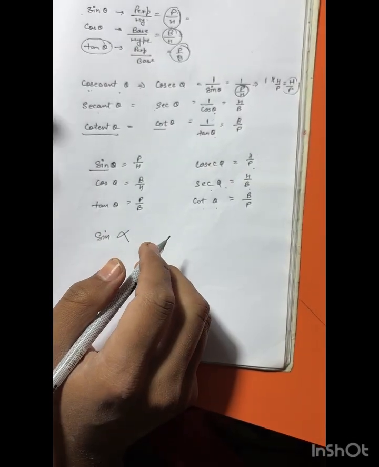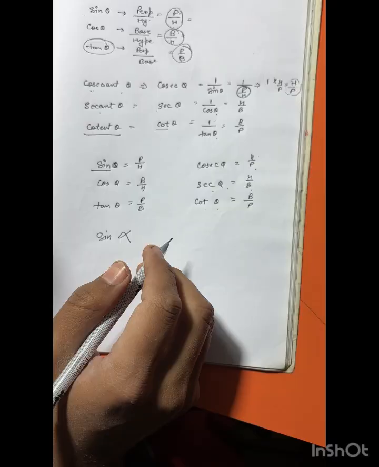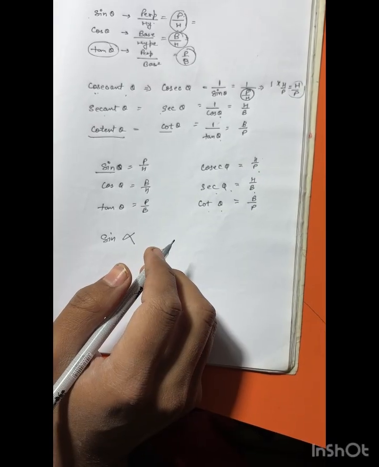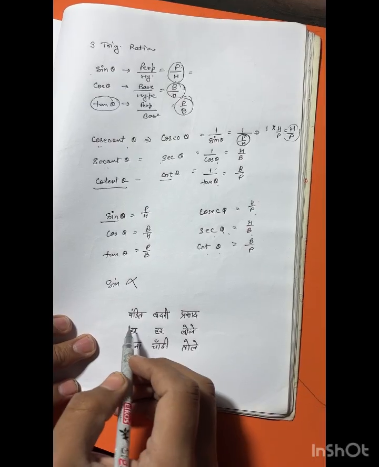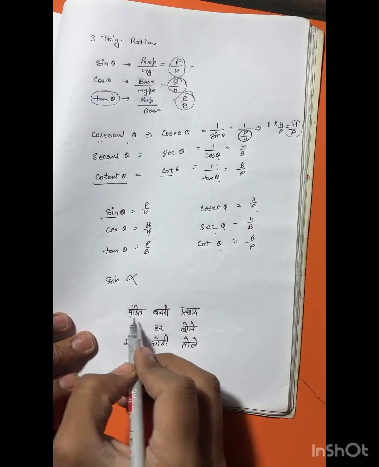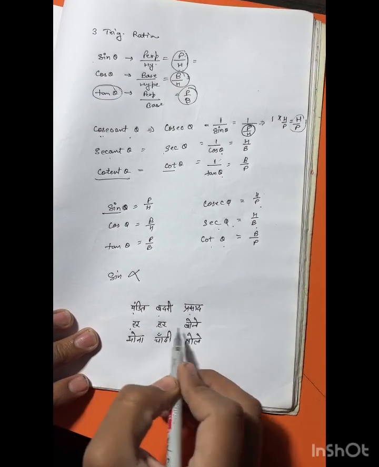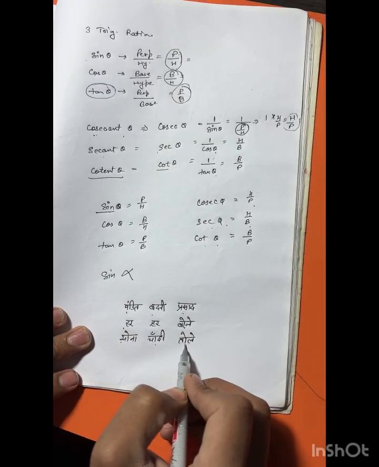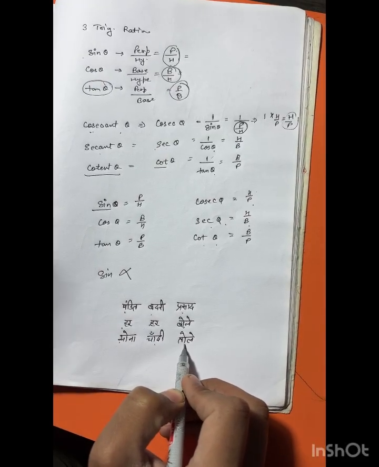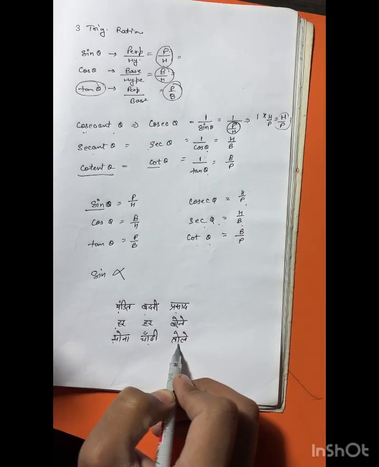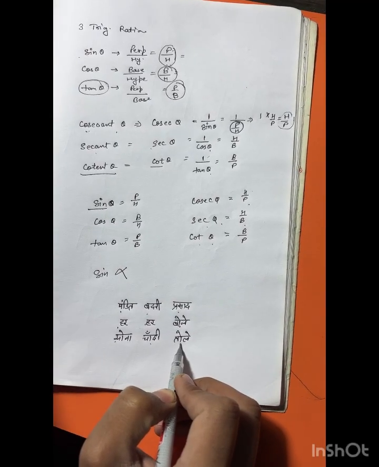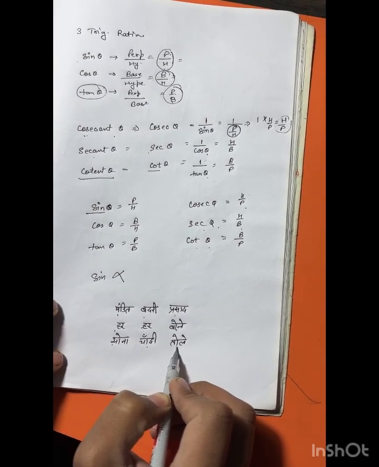So I'm giving you a trick. The trick is somewhat funny. Pandit Badri Prasad har bole sona chandi tole. Sir, what does it mean? We are studying mathematics and you are telling us a joke. Students, this is also a trick to learn these 6 trigonometric ratios.